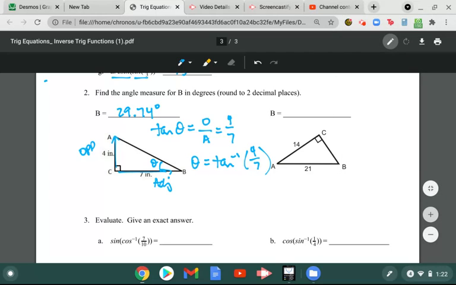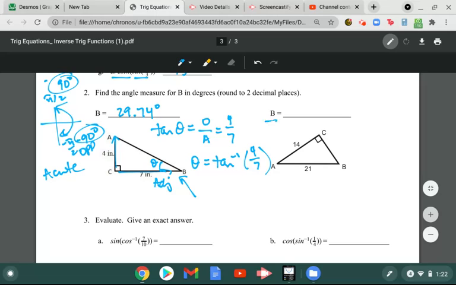29.74 degrees. Well, as I'm thinking through the restrictions for tan and sine, they go from negative pi halves to pi halves. That would be any angle between negative 90 degrees and 90 degrees. These are going to give me acute angles only. And I do have an acute angle there for angle B. Let's go ahead and do C now.